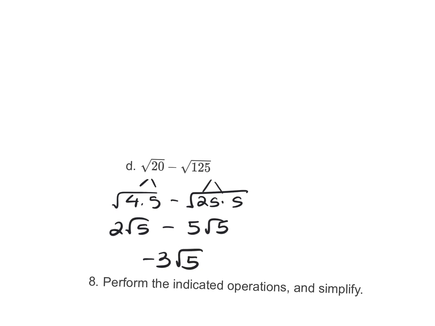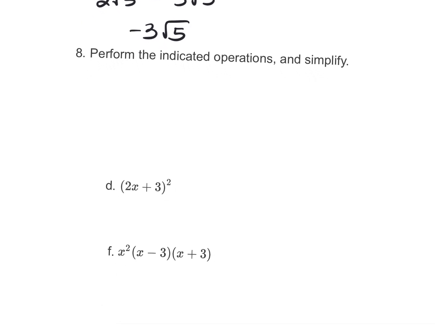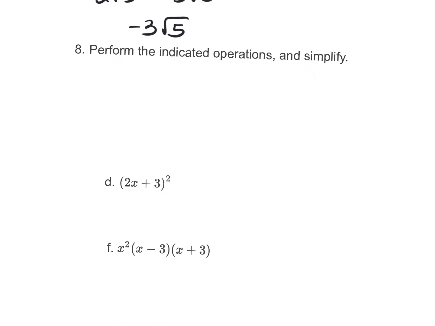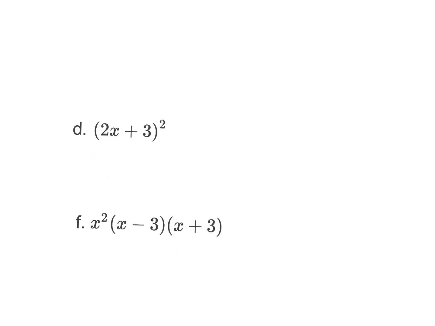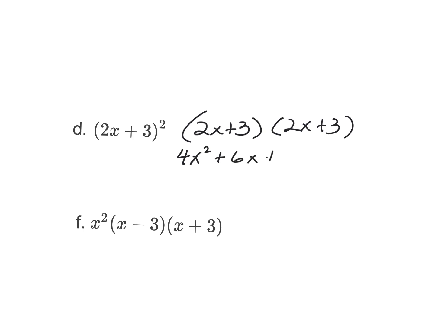The next question just says perform the indicated operation here. So all we're going to do is square this. So remember, you can't just put the exponent of 2 on the 2x and on the 3. We either need to memorize the pattern or write this down 2 times and FOIL it. So let me go ahead and FOIL this, and I end up with 4x squared plus 6x plus 6x plus 9. I can add the middles, and then I end up with 4x squared plus 12x plus 9.